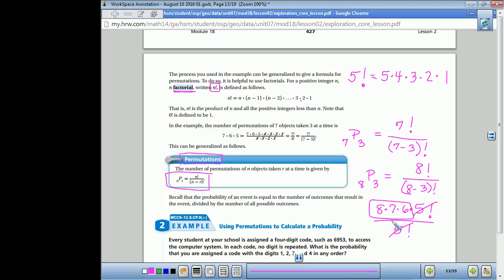Now, same as the counting principle. How many possibilities were there for gold? 8. Now somebody finished. How many possibilities were there for silver? 7. Now 2 people have finished. How many possibilities for bronze? 6. So permutations and counting principles can kind of be interchangeable.